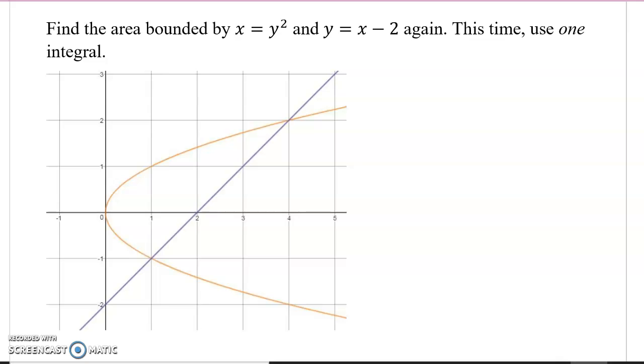In the last video, we found the area bounded by these two curves, and we found that it was kind of a tough process because the top of the shape didn't change throughout the length of the integral. The bottom did, right? As we went from 0 all the way to 4 for x, that bottom changed from the orange curve to the purple line.